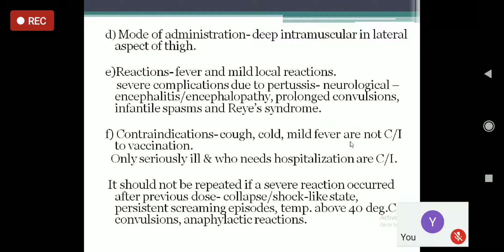And severe complications. Some infants may develop severe complications due to pertussis, like neurological disorders. This pertussis vaccine is very notorious compared to diphtheria and tetanus. That's why it can lead to neurological complications. So when the child comes to you for vaccination, you have to ask for a history of neurological disorder in the child. If the child has a neurological disorder like seizure disorder, encephalopathy, encephalitis, or convulsions, then you can't give the pertussis. You have to remove that pertussis component and just give the DT. In pentavalent, you remove the pertussis component.